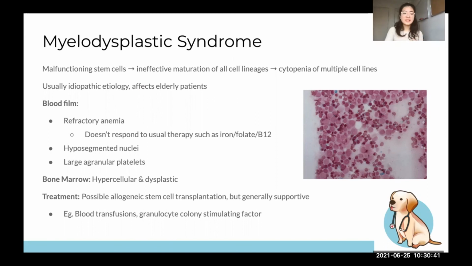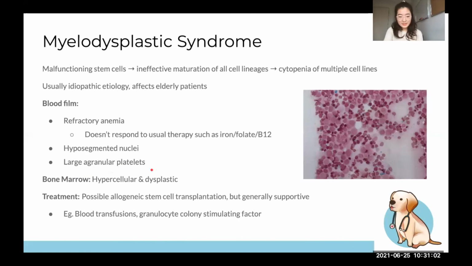You'll see hyposegmented nuclei, for example. Your white blood cells, normally they're going to mature and then have normal amounts of nuclei. If they're hyposegmented, it just means they haven't had the chance to mature and they're just blasts in the periphery. And also same thing for your platelets, they haven't had the chance to mature properly either.